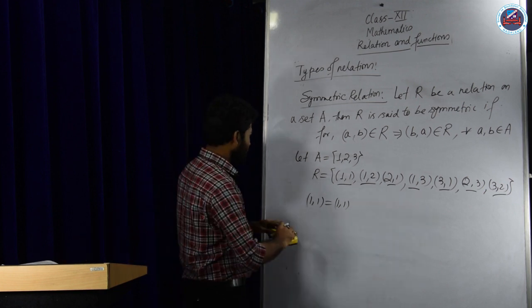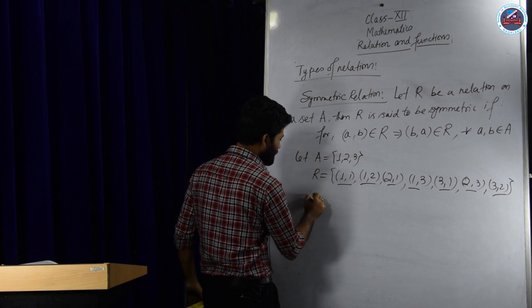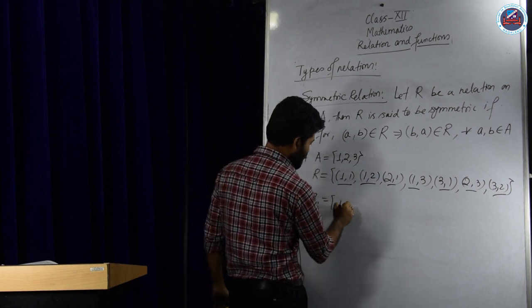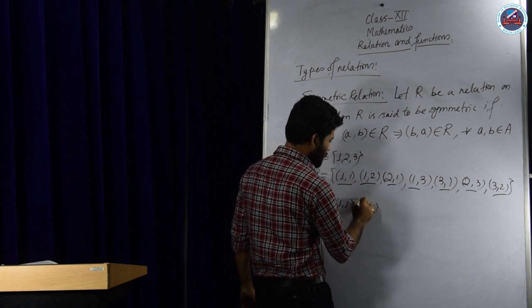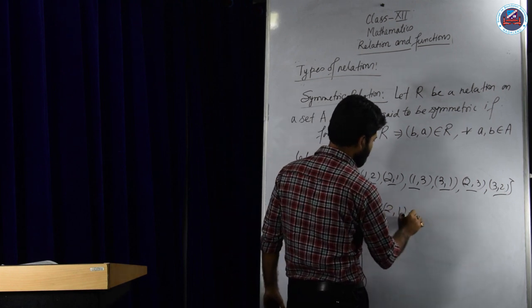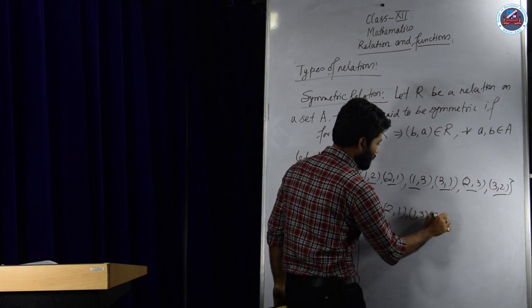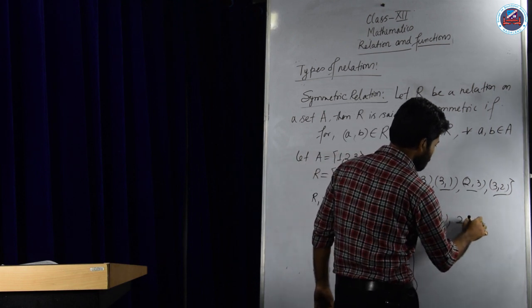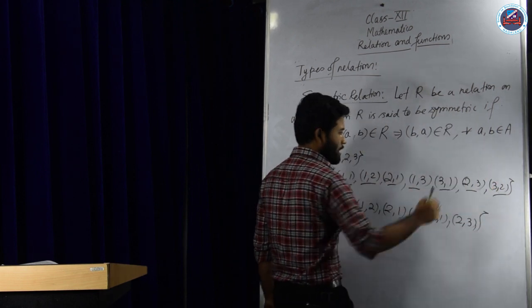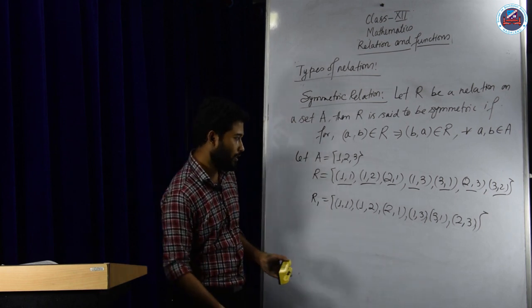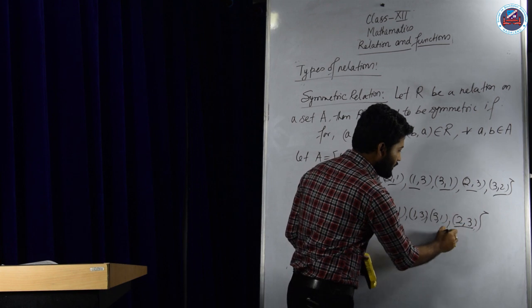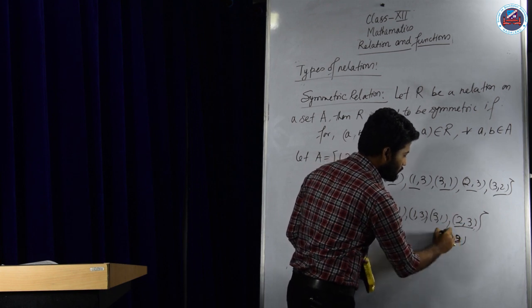Now if I see another example, let R1, which we shall keep almost similar: {(1,2), (2,1), (1,3), (3,1), (2,3)}. Let me remove the last number. Now is it a symmetric relation? No. Why? Because for (2,3) we do not have (3,2).